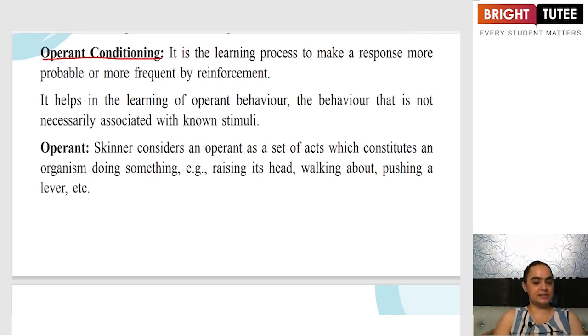You know, if I say that if you offer better and more frequent rewards to somebody, the possibility for you to get the correct response is going to be higher. This is what operant conditioning stated. This helped in learning the behavior of the organism who is in study. This behavior is not necessarily associated with a known stimulus. It is not important that there always has to be some food, let's say, given to the animal, and only then that animal is going to react.